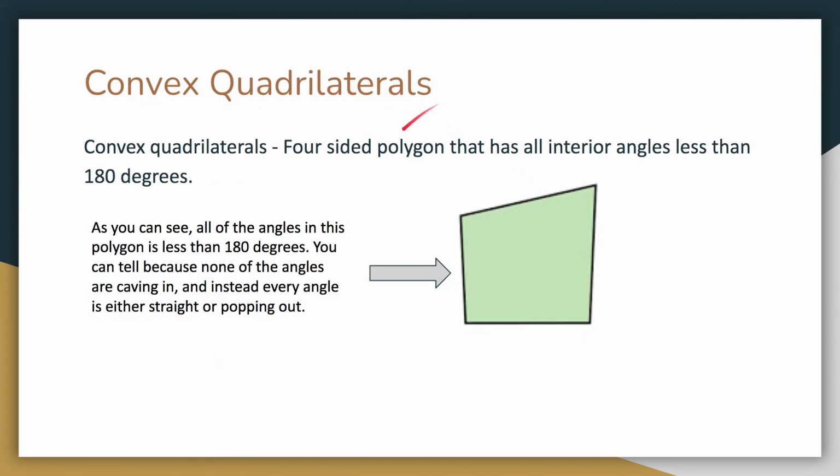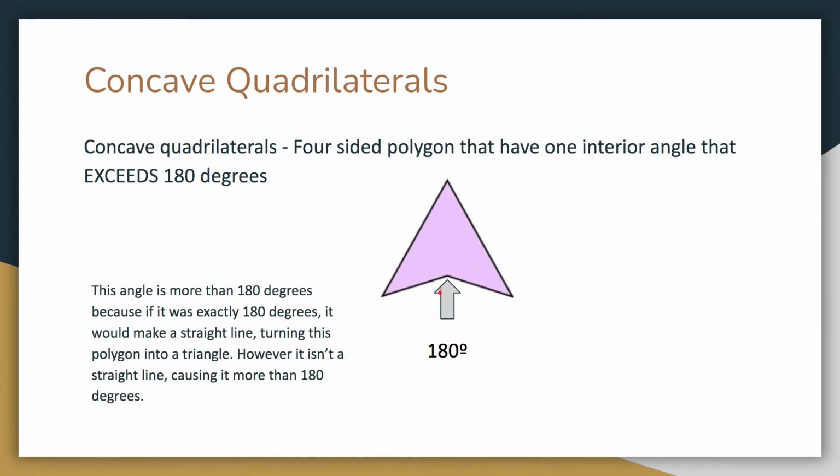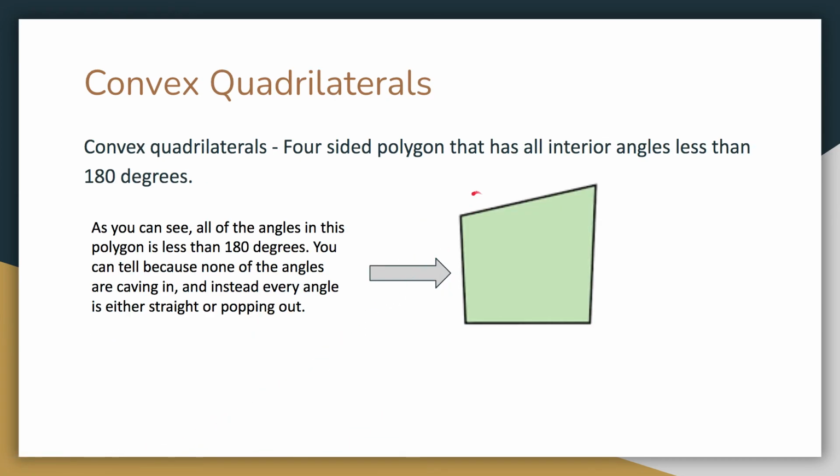Convex quadrilaterals. A convex quadrilateral is a 4-sided polygon that has all interior angles less than 180 degrees. As you can see, all of the angles in this polygon are less than 180 degrees. You can tell because none of the angles are caving in. Like this angle right here, it's caving in. All of these angles on this quadrilateral are not caving in. So you can straight off tell that these angles are less than 180 degrees.